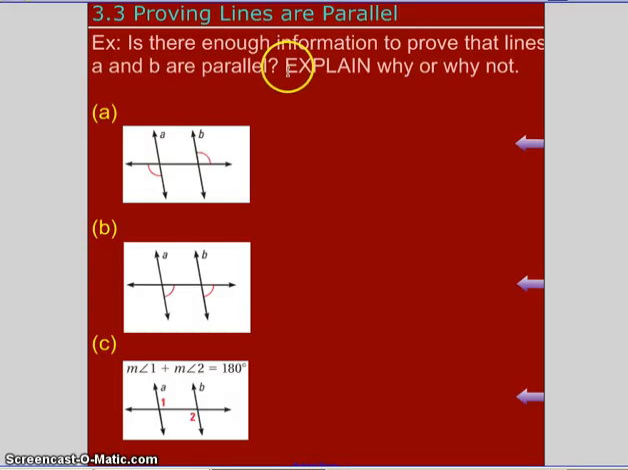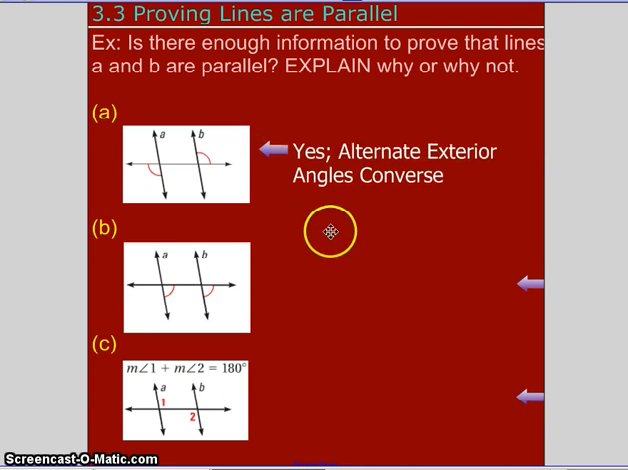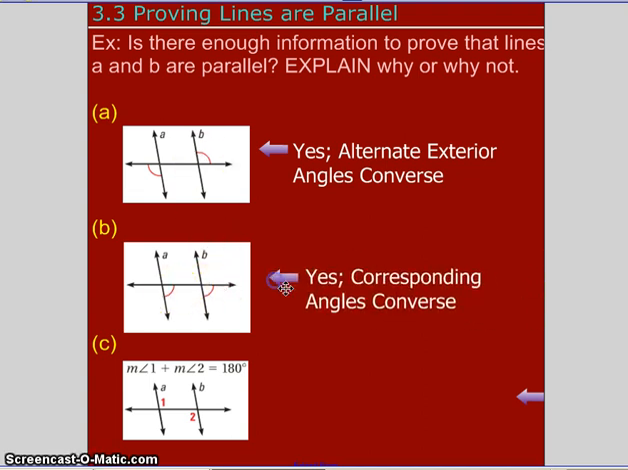Alright, let's move on here. Let's see, this is another example. Is there enough information to prove that lines A and B are parallel? So right here, if I've got these two lines cut by a transversal, that's alternate exterior angles and they're marked congruent. So therefore, yes, there would be enough to prove those lines parallel. Then on this next one here, we've got corresponding angles, same type of thing, but by the converse of the corresponding angles postulate, those two lines would be parallel.